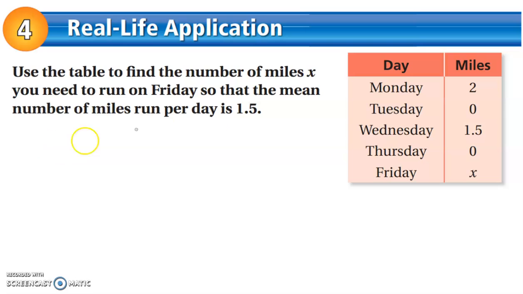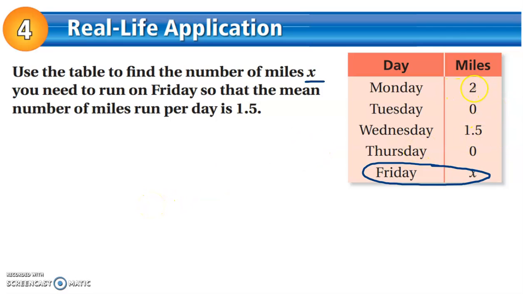All right. Here we have a real-life application. Use the table to find the number of miles x you need to run on Friday so that the mean number of miles you run per day is 1.5.